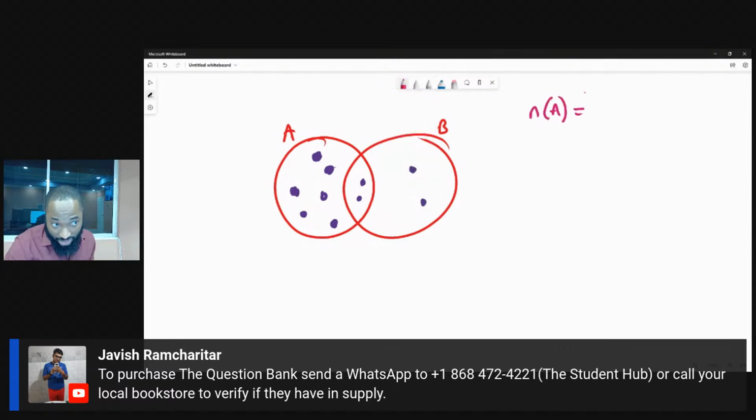This is something you need to be able to do for sets in CXC multiple choice. How many elements are in A? If you're not seeing the board well, you need to raise up the setting on your side, people. How many elements in A?